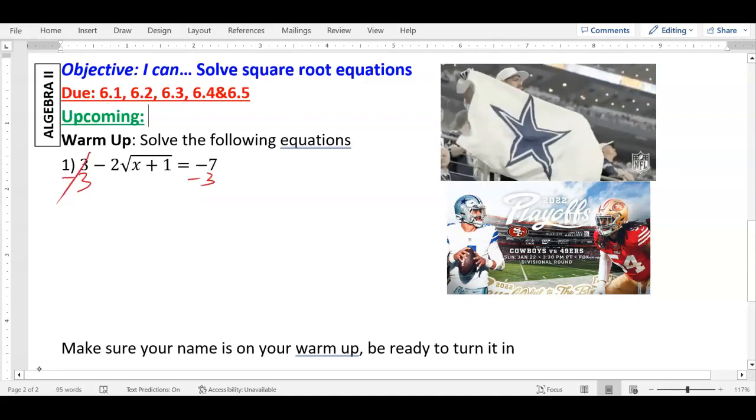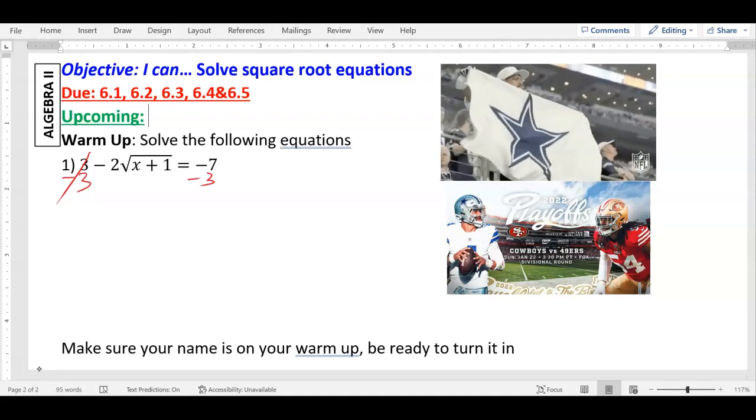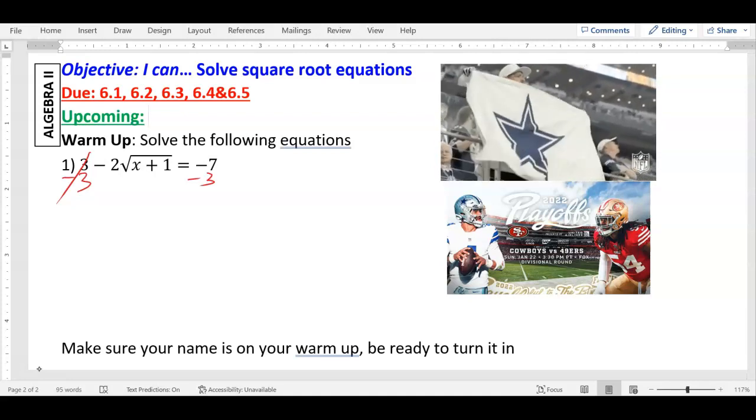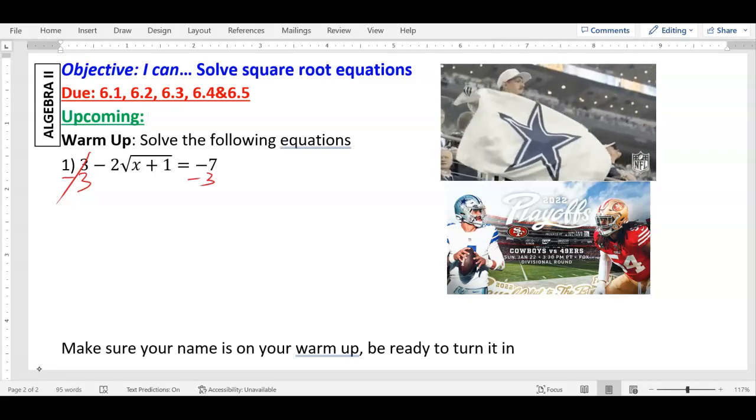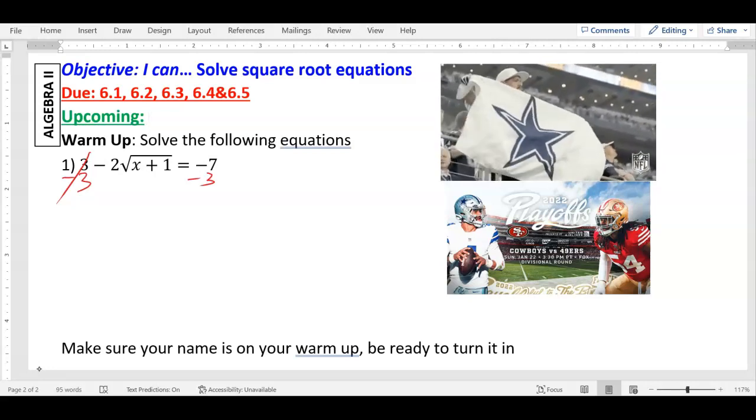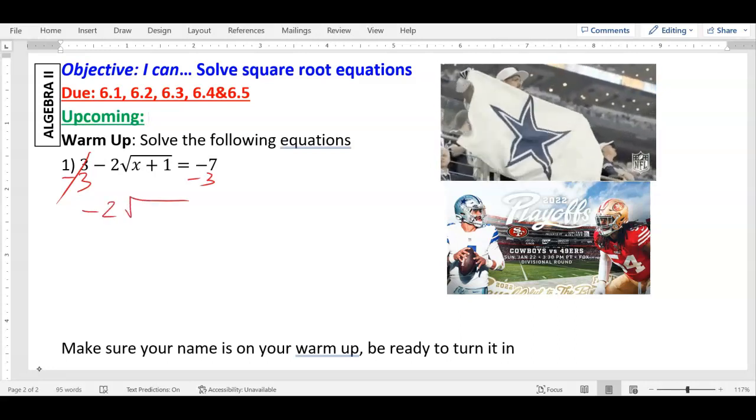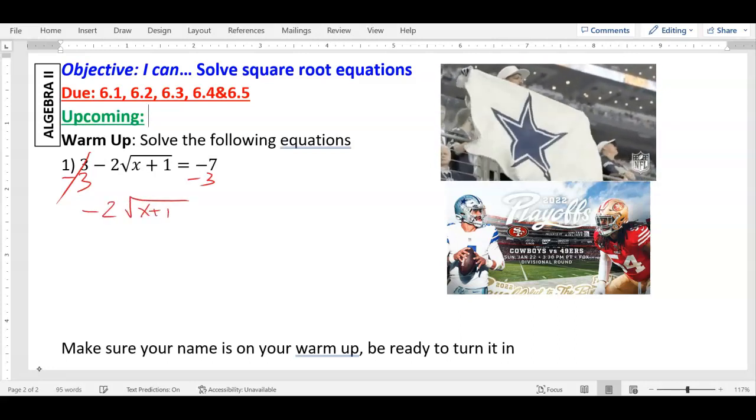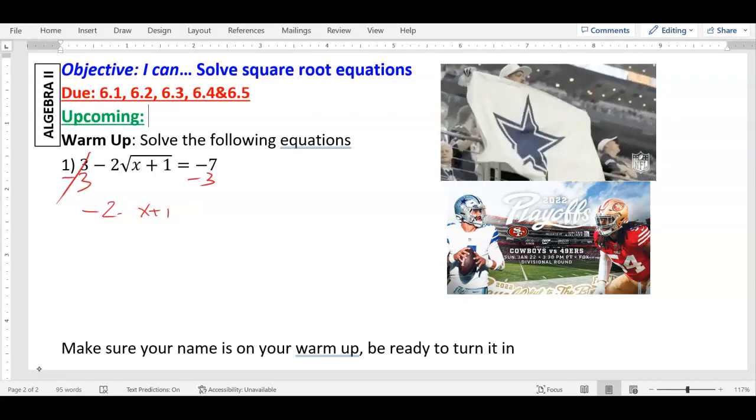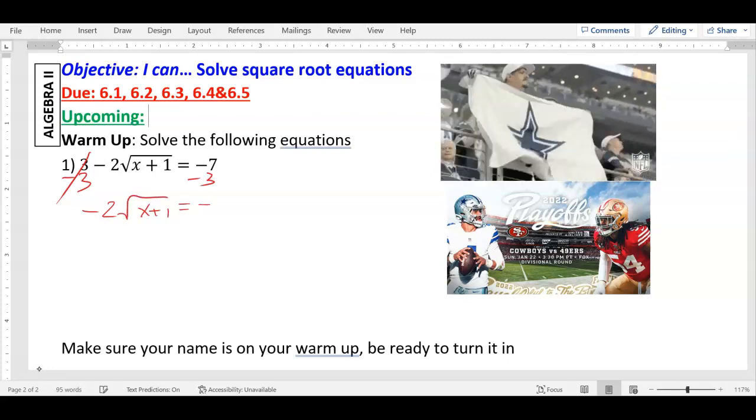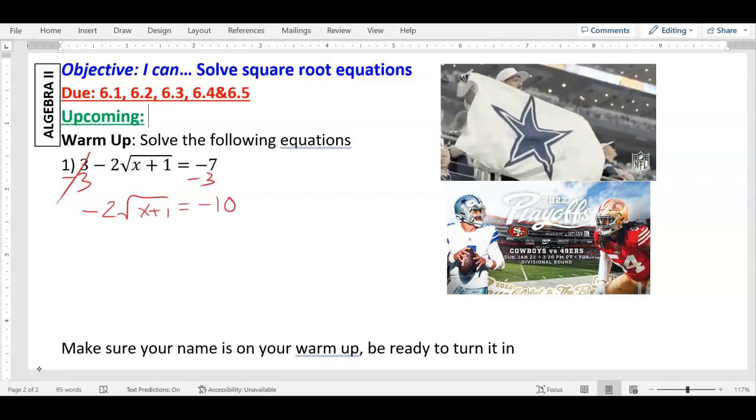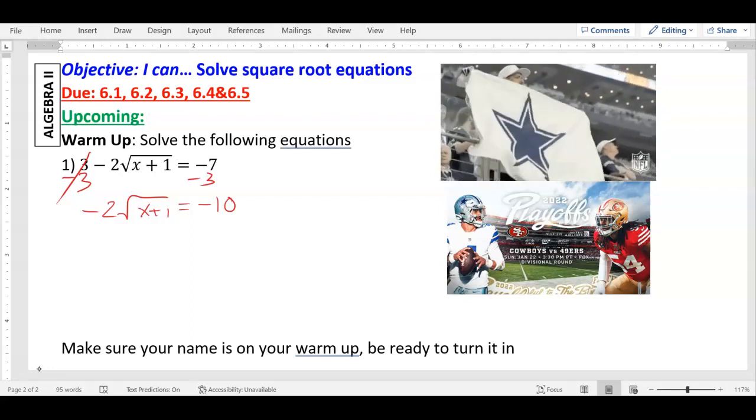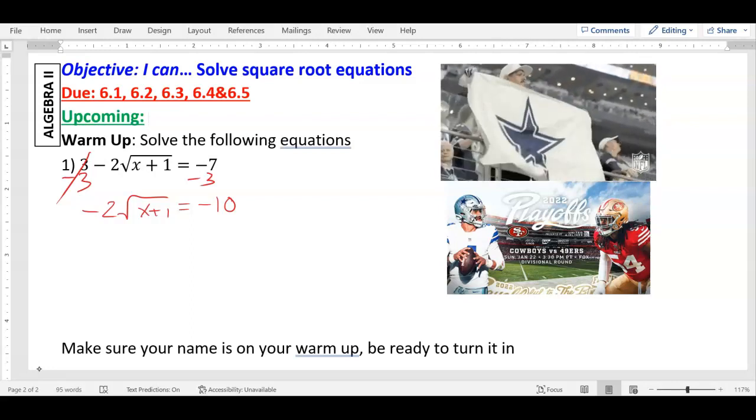Now the 3 and the -3 cancel out, right? So I'm going to bring down what? So guess what most people forget? The negative. But yeah, it's a -2 in front of that radical. So -2 square root x plus 1. What is -7 minus 3? It is -10. Now, if you're not solid on adding and subtracting positive and negative numbers, please use your yellow calculator to help you. But at this point, it is the radical by itself.